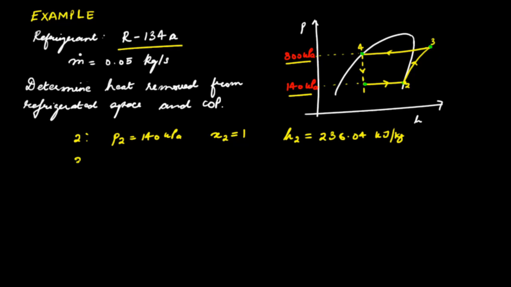Next, at state 3 we already know the pressure. So pressure is 800 kilopascal at state 3, and to determine other properties we need to determine one more property, but we know that process 2 to 3 is isentropic, therefore S3 is equal to S2. So we can go back to the state 2 and we can find the entropy at state 2, and that is given by this.